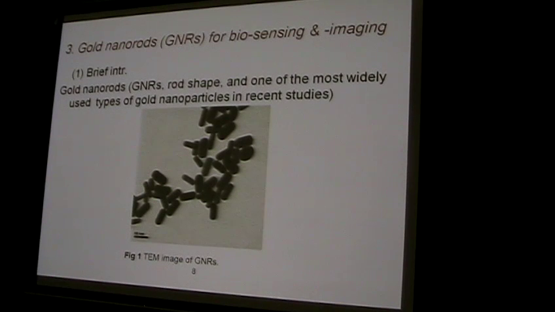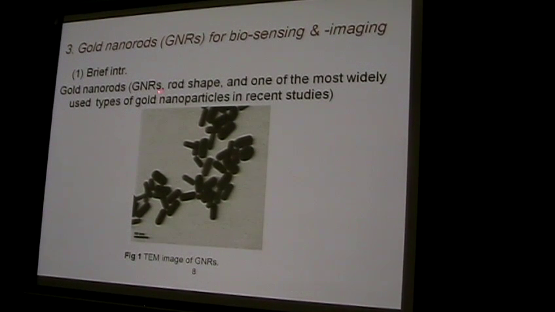So now, after showing these nanoparticles, I want to mainly focus on the gold nanorods and compare them. We used the quantum dots in the old days, and also some other dyes, and we compare with nowadays. We use the gold nanorods much more for biosensing and particularly imaging.